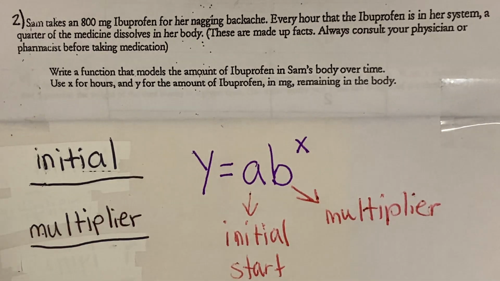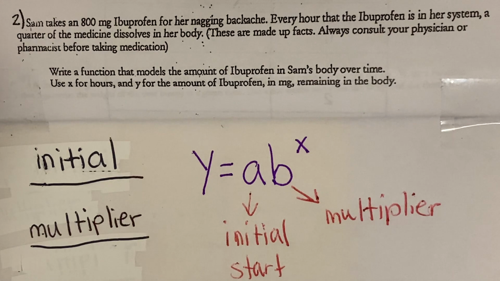So here's example number 2. The second example says, Sam takes an 800 milligram ibuprofen for her nagging headache. Every hour that the ibuprofen is in her system, a quarter of the medicine dissolves in her body. These are made-up facts. Always consult your physician or pharmacist before taking medication, and that is always true.